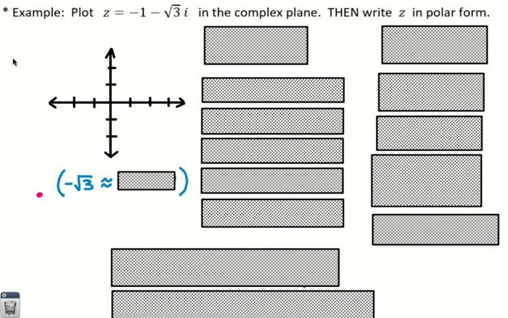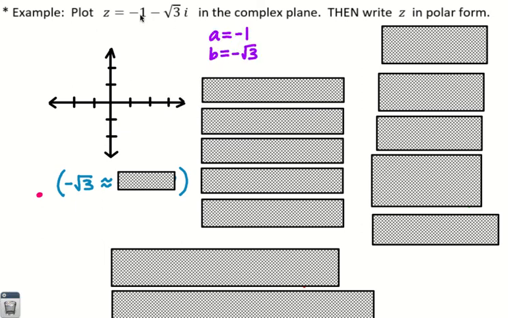Okay, here we go. First example coming off of that stuff. Let's plot this in the complex plane. That's easy. Your A value is -1 and your B value is -√3. So we go to -1 on the real axis, -√3 on the imaginary axis. Well, that's about -1.7-ish. So about right there. So we go to the left one and we go down 1.7-ish.